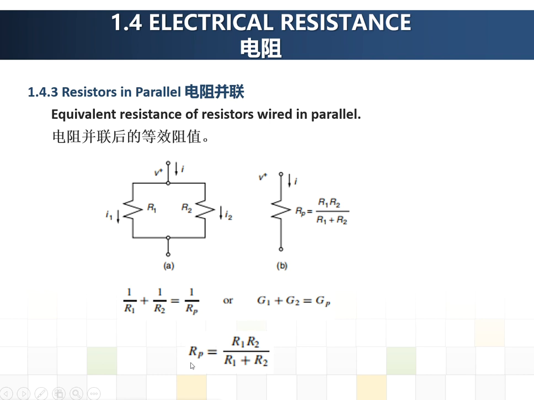Therefore, the resistance in parallel is equal to R1 multiplied by R2 divided by the sum of R1 plus R2. This also means the conductance of two resistances in parallel is equal to G1 plus G2.